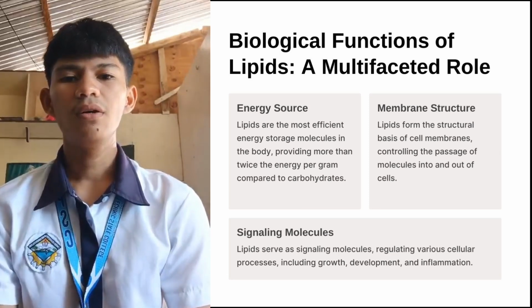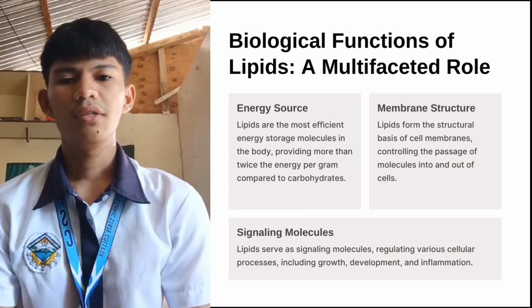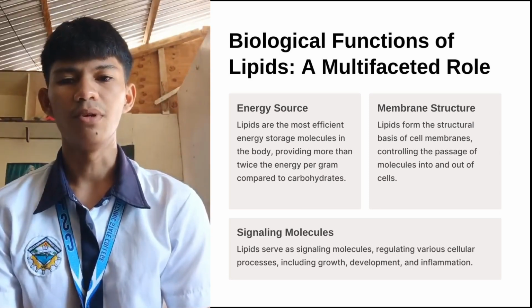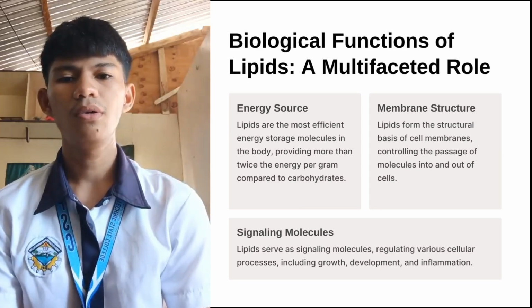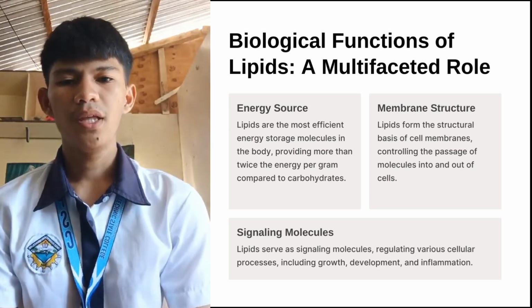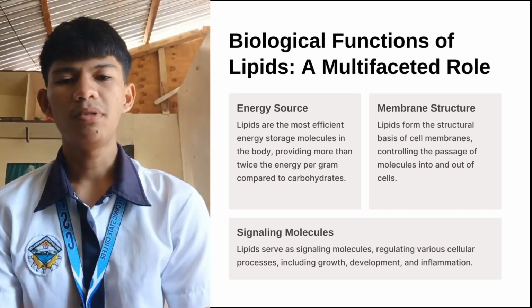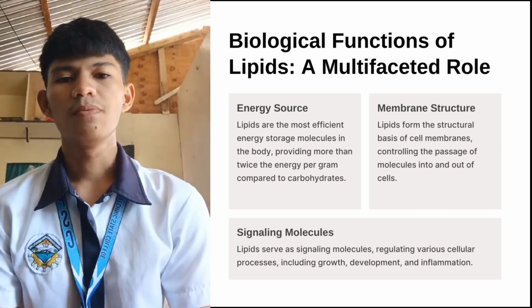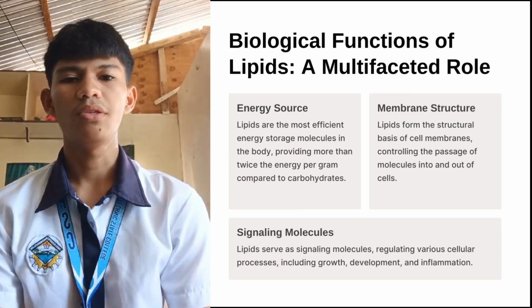VLDL, or very low density lipoproteins, transport triglycerides from the liver. LDL, or low density lipoproteins, deliver cholesterol to cells. HDL, high density lipoproteins, the good cholesterol. They collect excess cholesterol and return it to the liver.